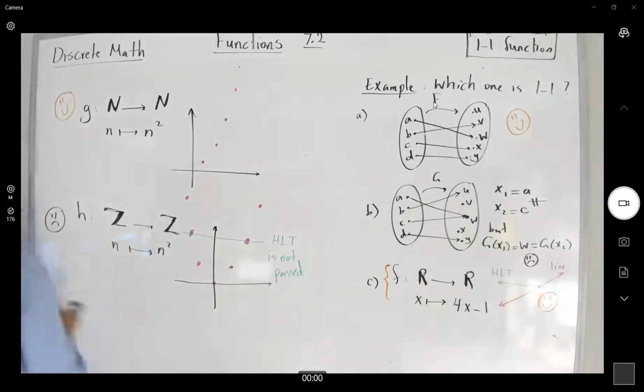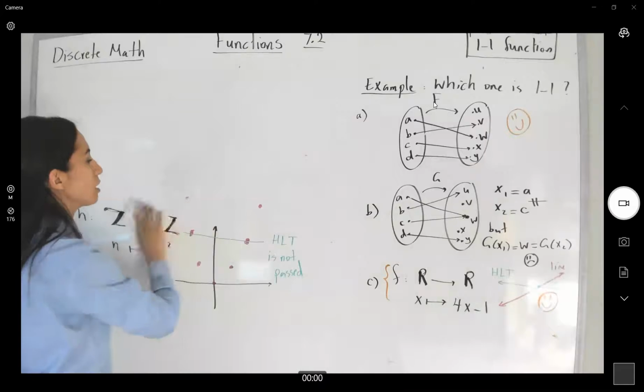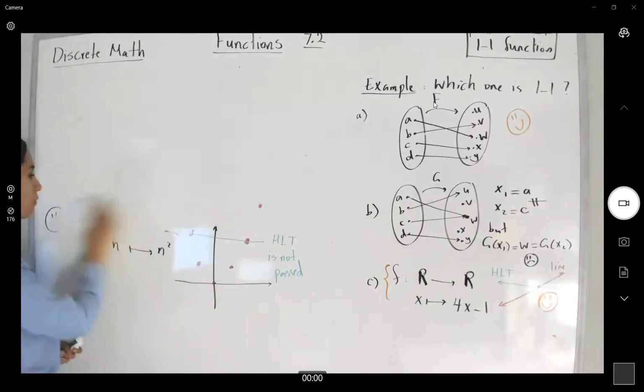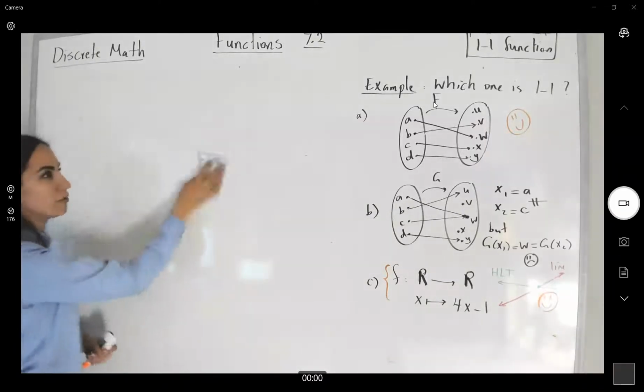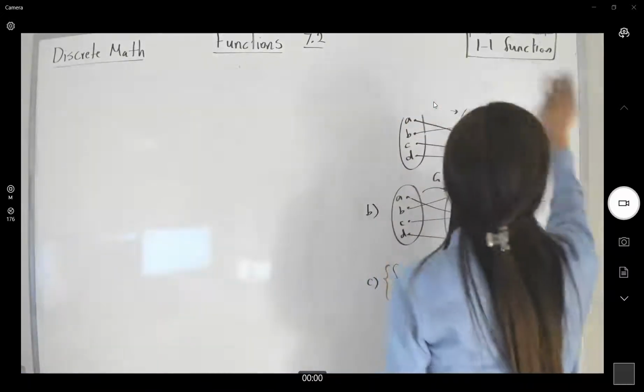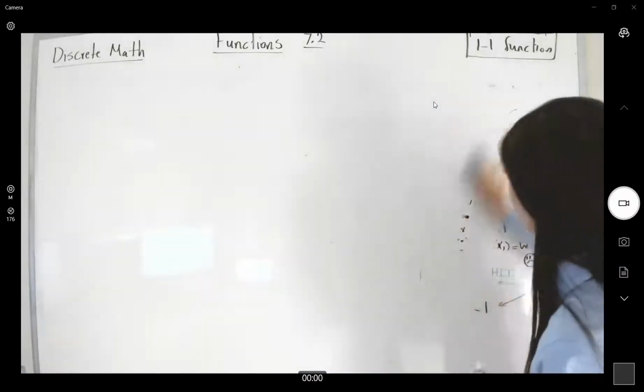So far we talked about one-to-one functions. Now we're going to talk about surjective or onto functions. So before writing the definition, tell me what is the difference between these two functions.